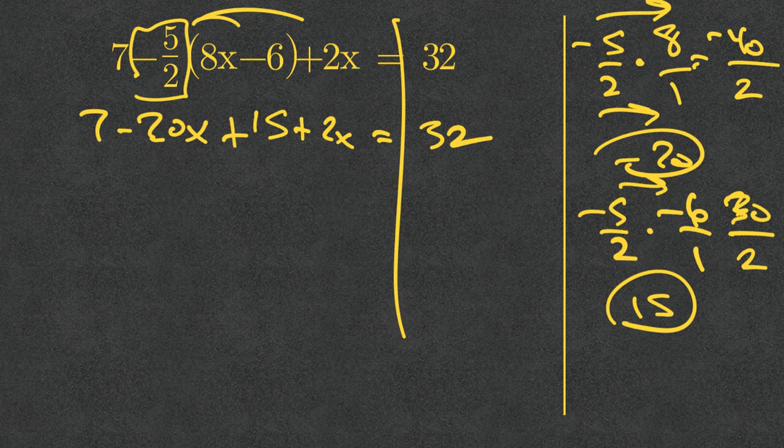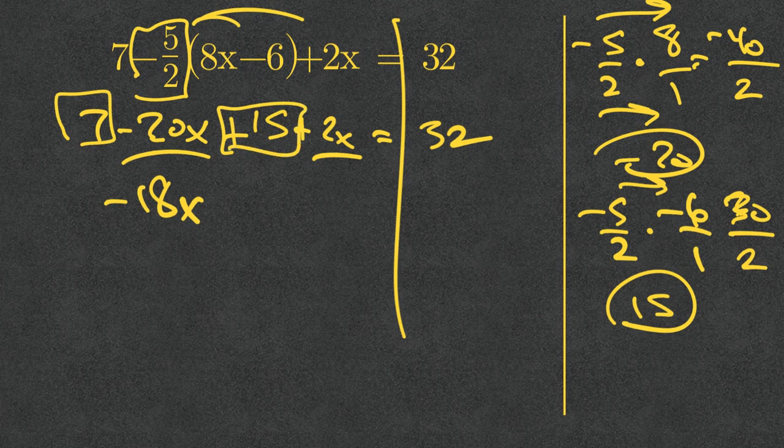On the left side, is there anything that I can combine? Negative 20 plus 2. It's negative 18. That's right. Different signs. Subtract. Take the sign of the larger number. So negative 18x. Is there anything else we can combine? 7 plus 15, which is 22.